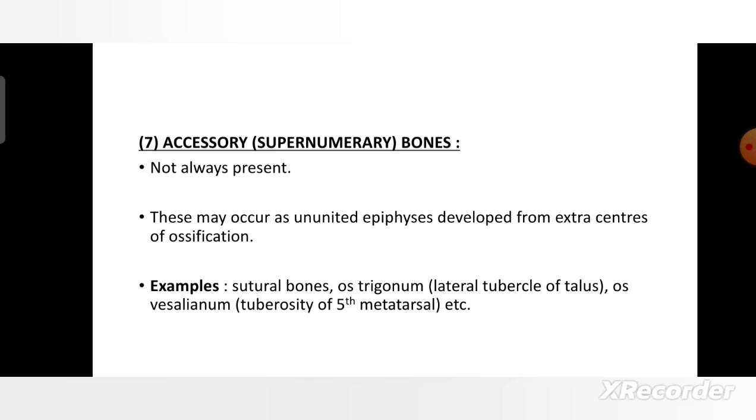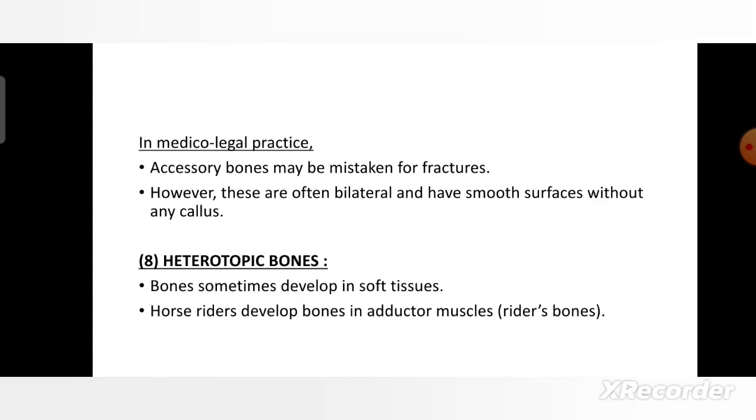They are not always present. They may occur as ununited epiphyses developed from extra centers of ossification. For example, suture bones, os trigonum, that is lateral tubercle of talus, os vesalianum, that is tuberosity of the fifth metatarsal, etc. In medico-legal practice, accessory bones may be mistaken for fracture. However, they are often bilateral and have smooth surfaces without any callus.